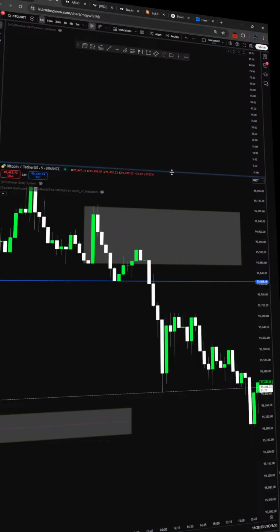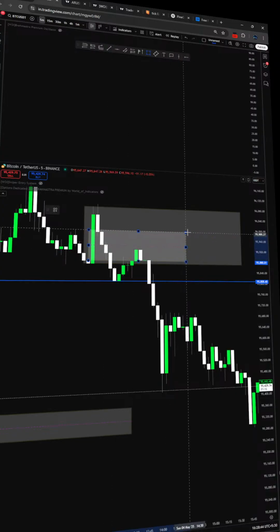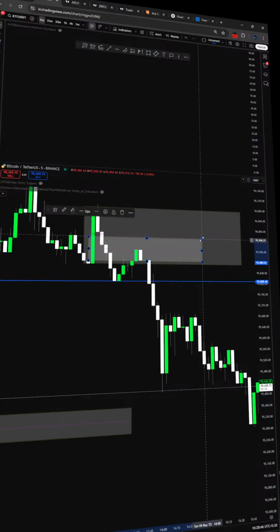And is a fair value gap available here? Yes, you can see from this candle to this candle, one fair value gap is available. The market came down, hit the fair value gap, rejected, and boom.